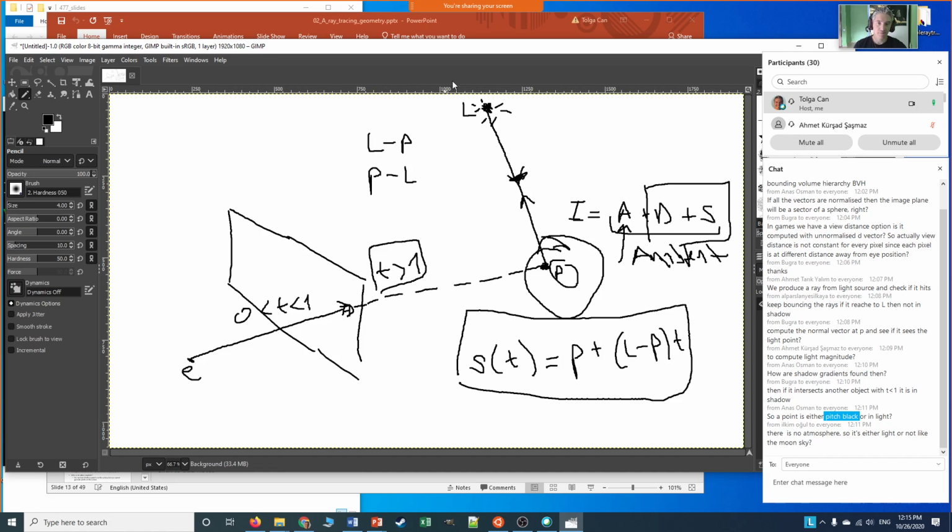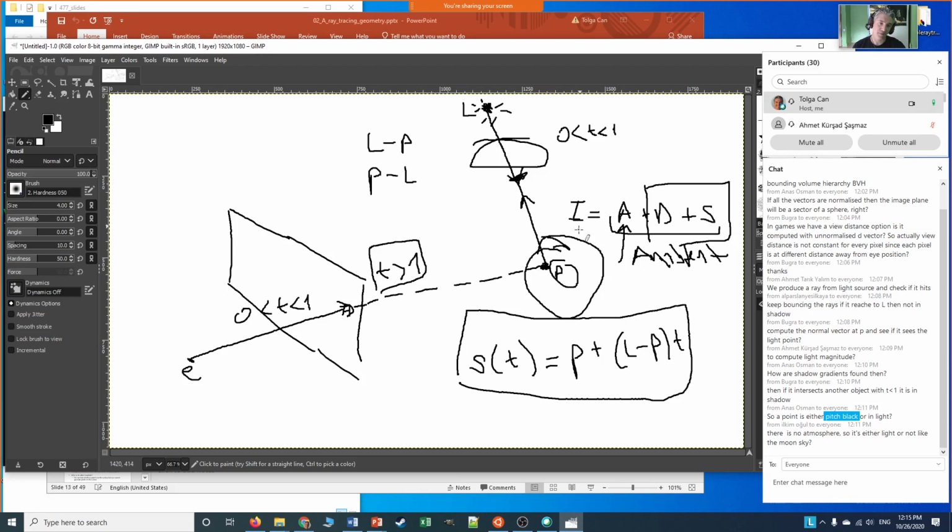But if an intersection is here, its t is greater than 1, does it cause a shadow? No, actually, if you form the equation like this, L minus P, if there's an object only in between P and L, it may cause shadow. All right. So in that case, we will be interested in intersections which are between 0 and 1.